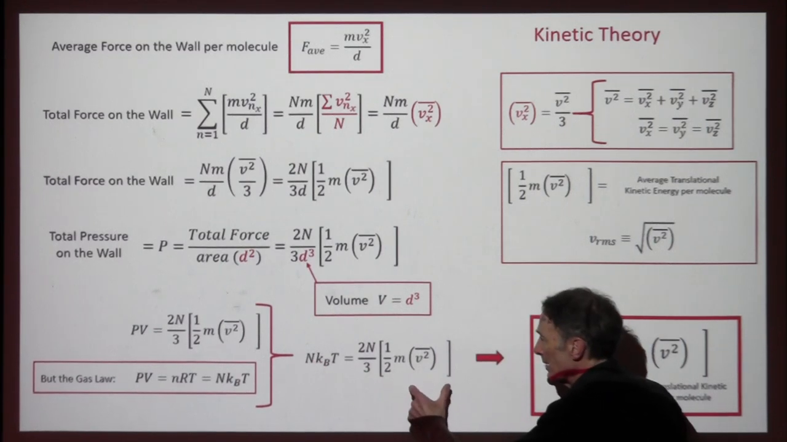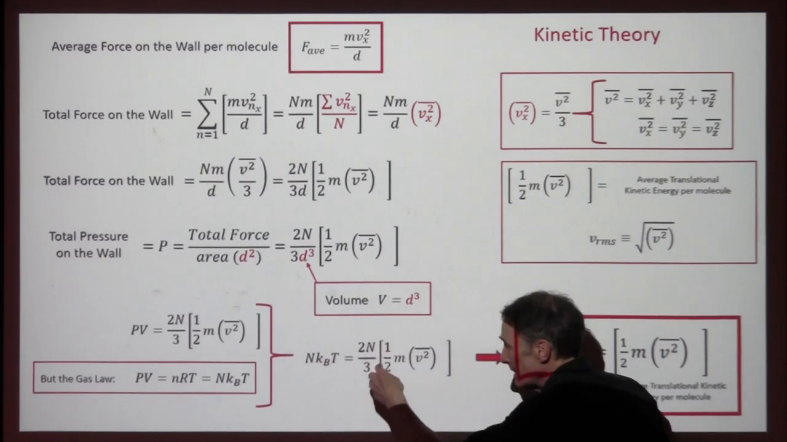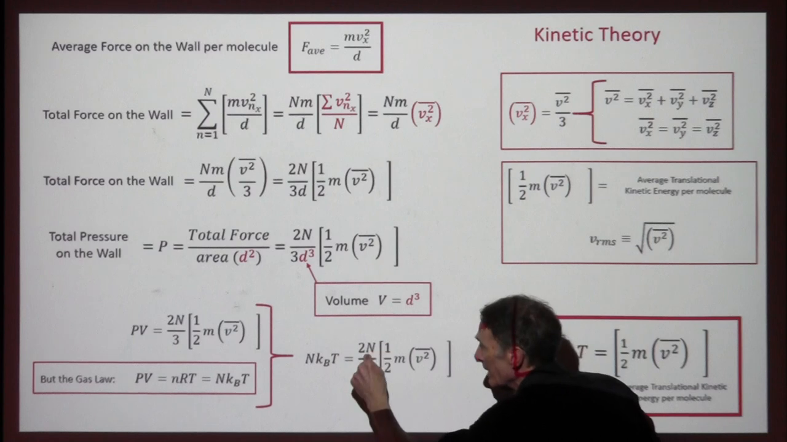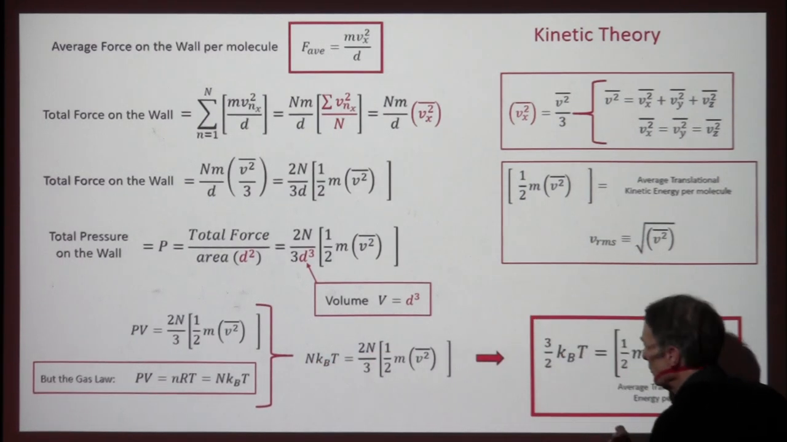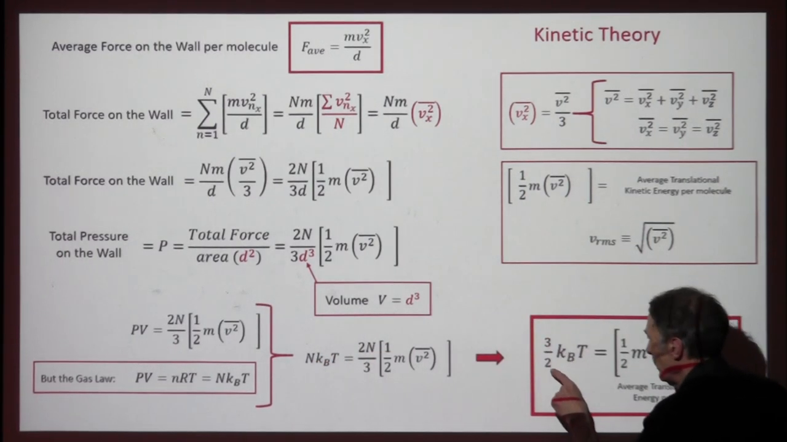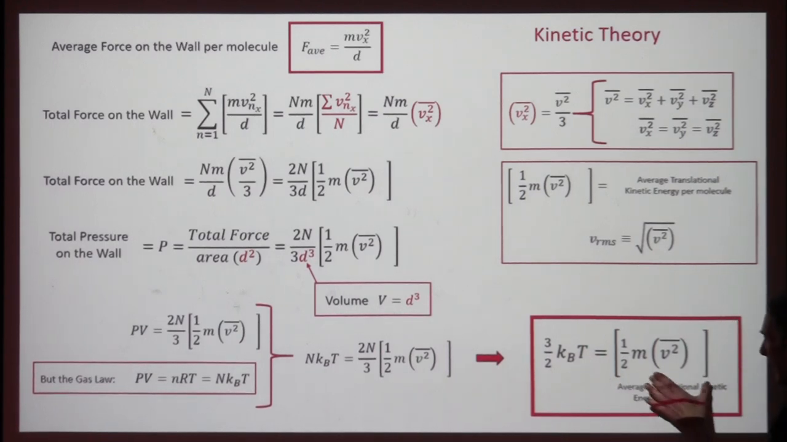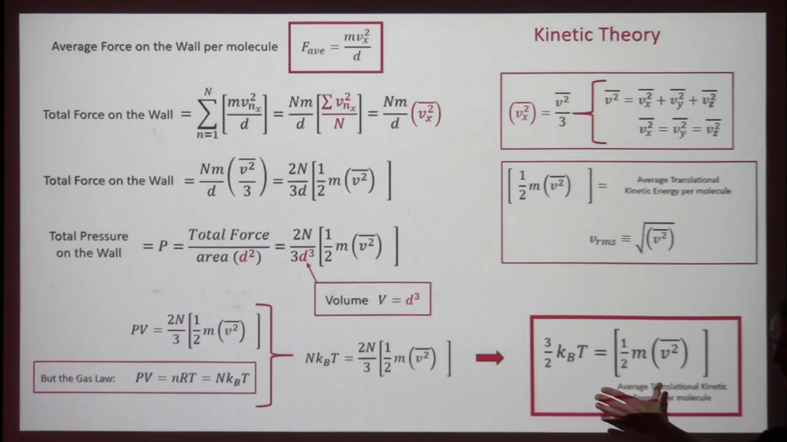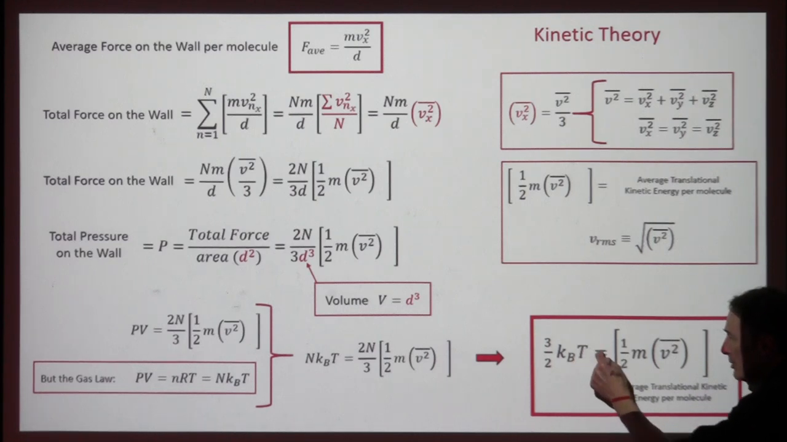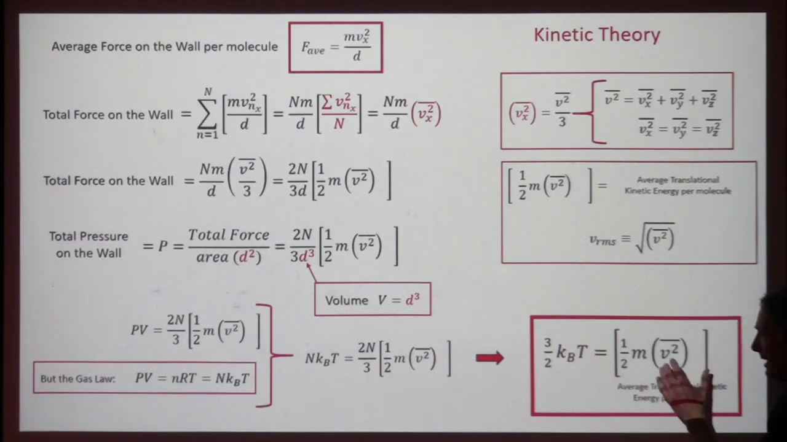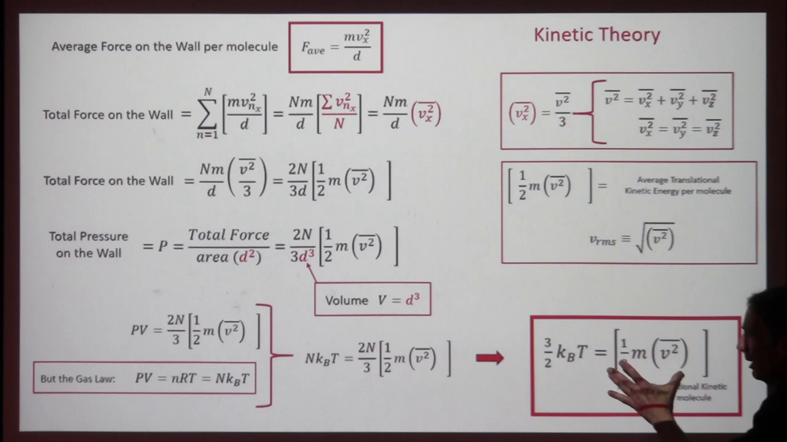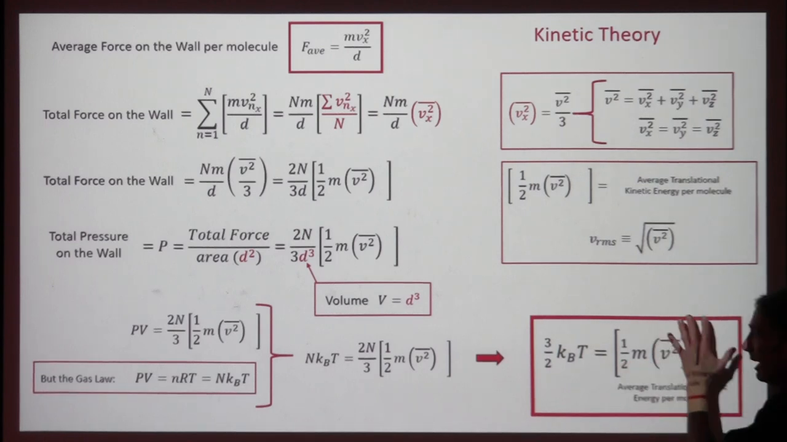What I'll do is, just for convenience, take these terms. The N's are going to cancel. I do have Boltzmann's constant, and so 3/2 kBT is going to be the average translational kinetic energy per molecule. So here we've got the temperature is directly proportional to the average kinetic energy of the molecules that are inside. I got a big red box around this.